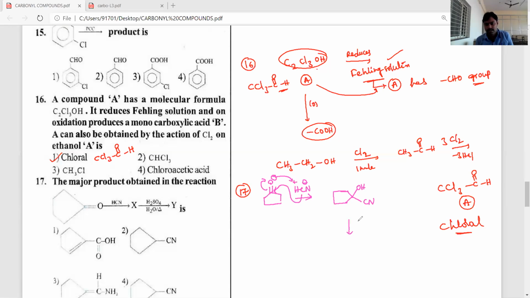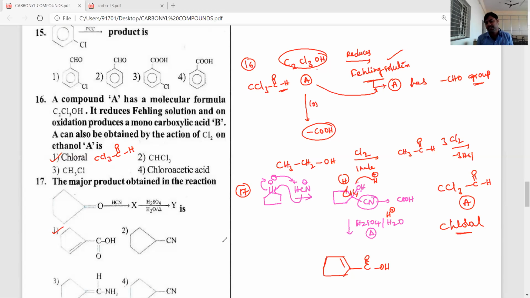This, on hydrolysis in concentrated H2SO4 in acidic medium, followed by hydrolysis upon heating, means the CN group is converted into acid, COOH. And the OH group abstracts the proton, H plus ion, and is converted into H3O plus with loss of a water molecule. To reduce this positive charge, this hydrogen atom will come out. Then the major product is C double bond OH, and here a double bond will form. Alpha beta unsaturated cyclic carboxylic acid is the product. So the answer is first option. First option is correct. Okay, students.